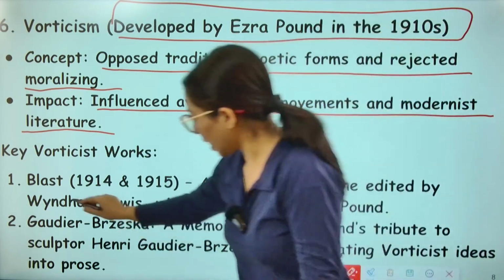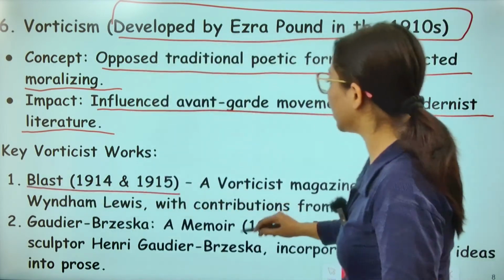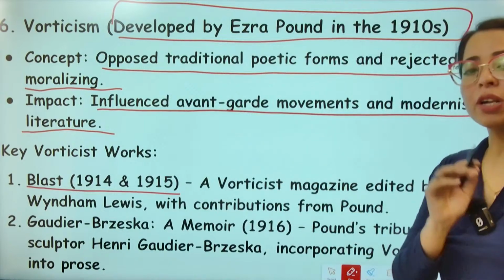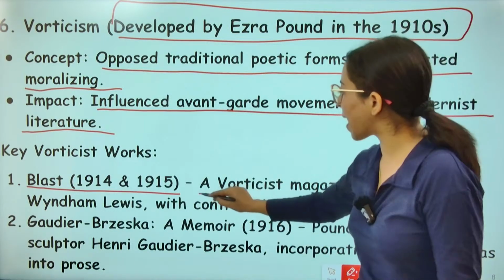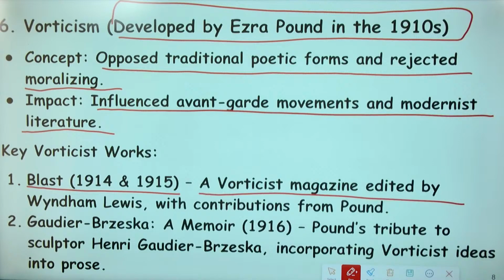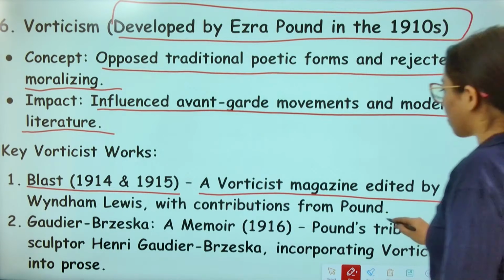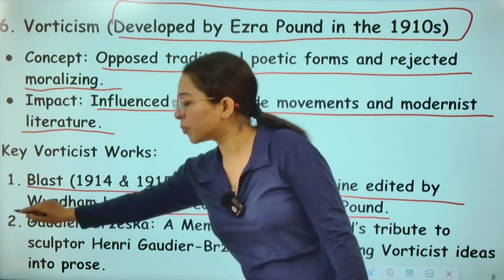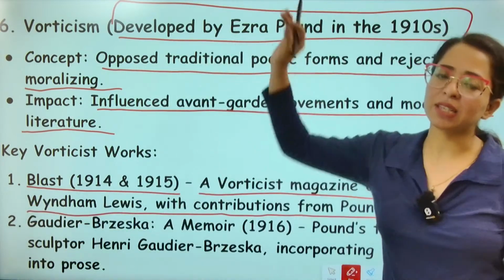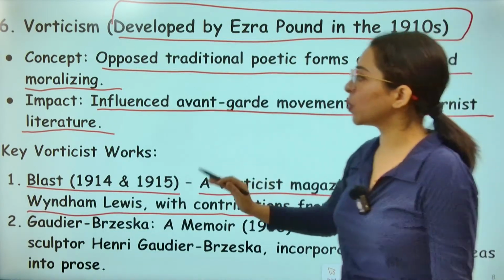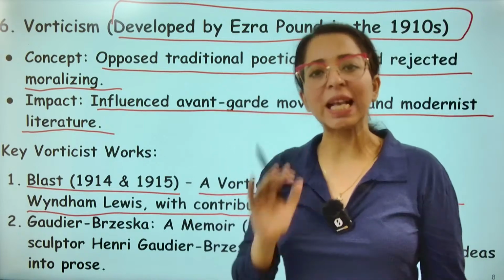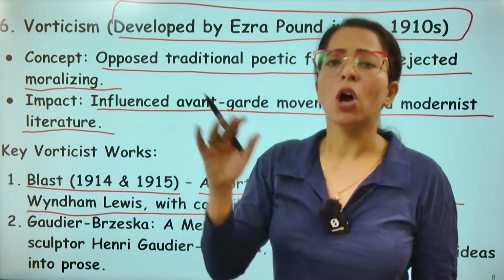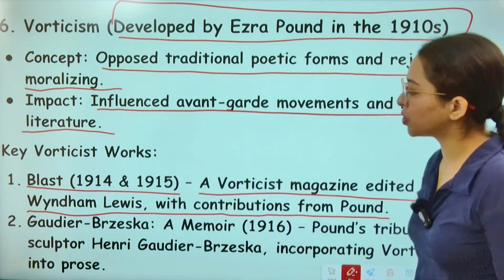Blast. जो Blast 1914 and 1915 ये magazine थी. Vorticism movement की. Blast was the magazine, a Vorticist magazine edited by Wyndham Lewis and with contributions from Ezra Pound. So Ezra Pound इसमें contribute करते थे. Vorticism basically Ezra Pound का ही movement था. Wyndham Lewis Ezra Pound के friend थे. उन्होंने Blast magazine निकाली, उसको वो edit करते थे और Ezra Pound ने इसमें बहुत contribute किया है.